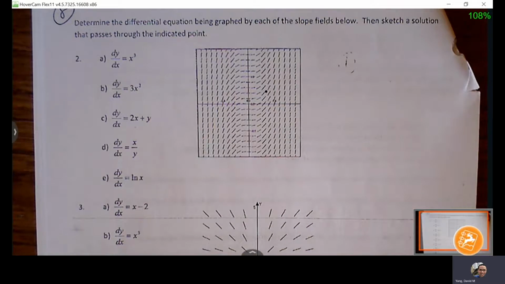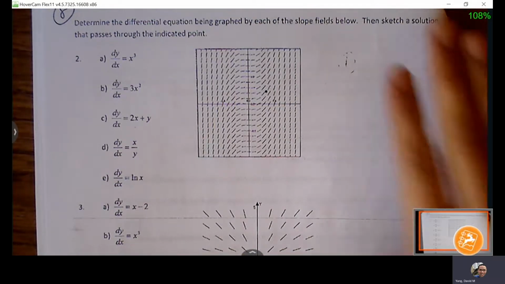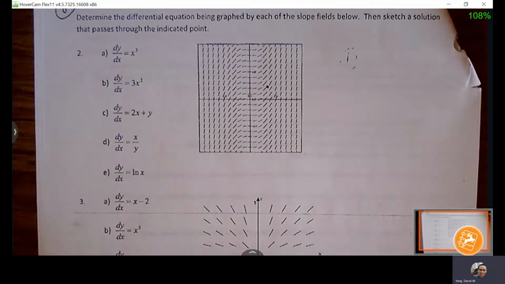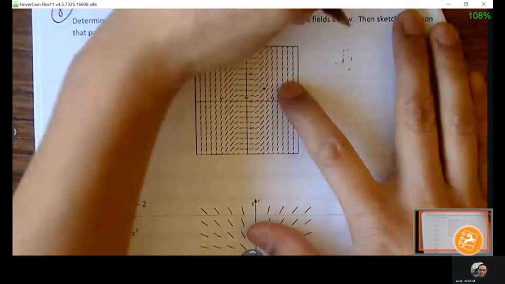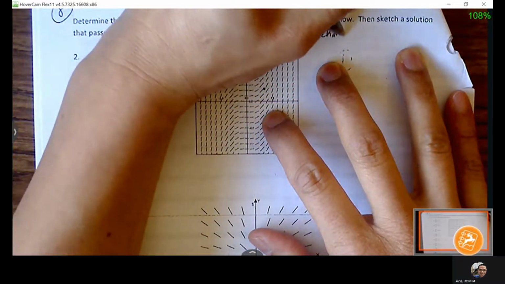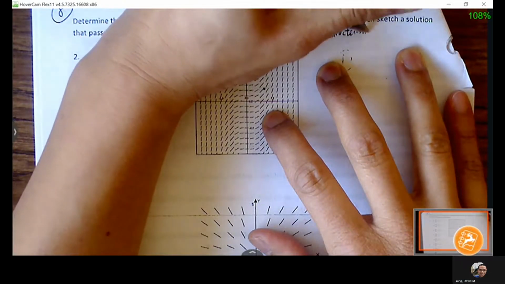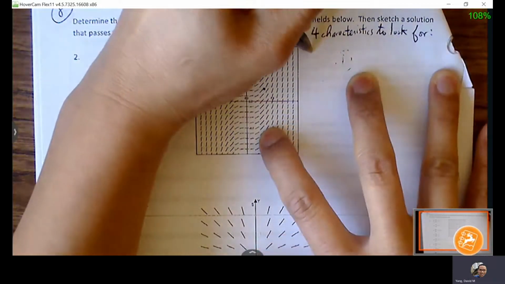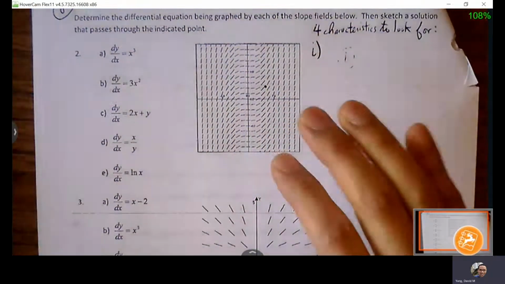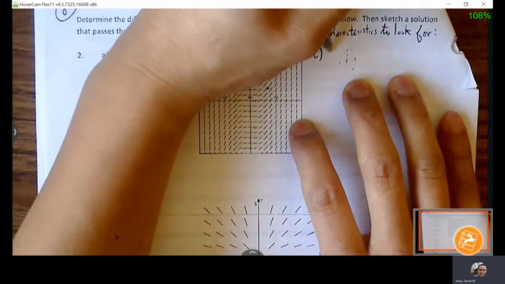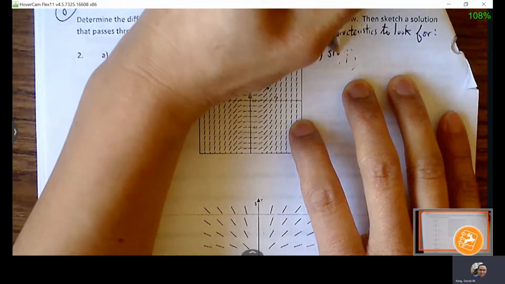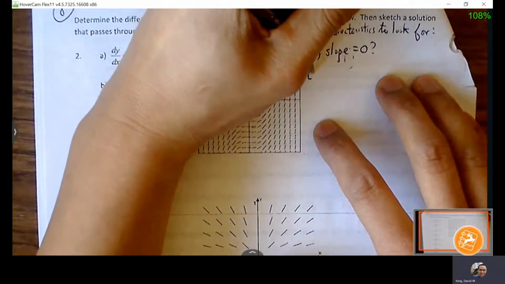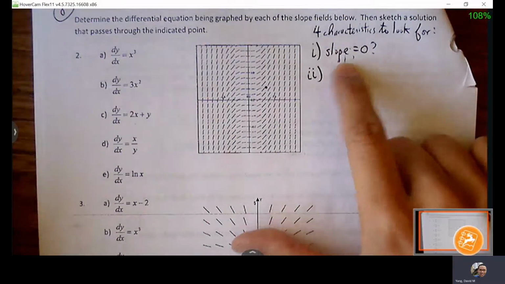I want to give us some structure in terms of how we begin interpreting a slope field. So I'm going to go through four categories, four characteristics to look for, that can help us identify some features that will be helpful. Let me go through each of the characteristics, and then we're going to go down each of these and look at the graph specifically. The first characteristic is, do we see a collection of slope zeros? Do we see any slope zeros along the slope field here?